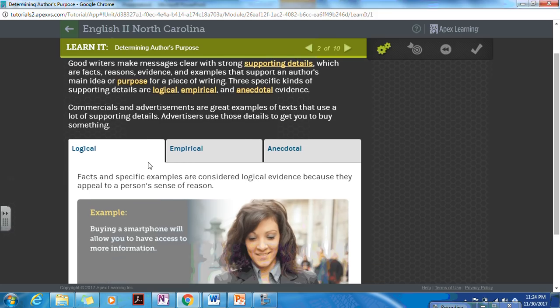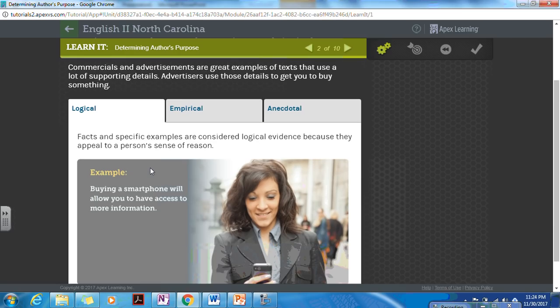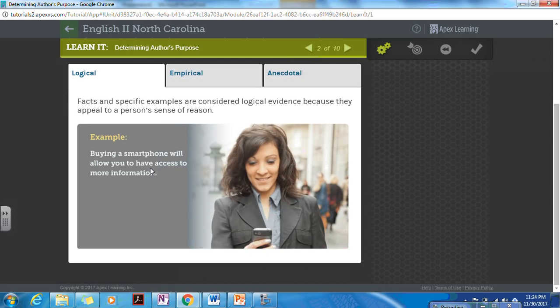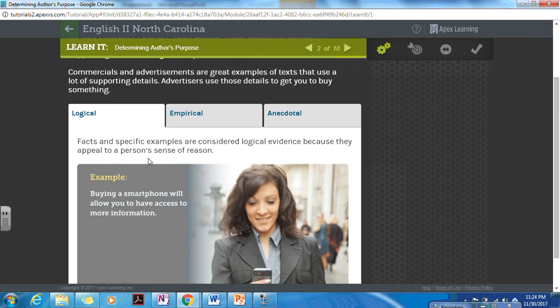So first, let's talk about logical supporting details. Logical is just facts and specific examples because they're logical. And so they appeal to a person's sense of common sense, reason, or logic. For example, buying a smartphone will allow you to have access to more information. That's common sense. That's logical.